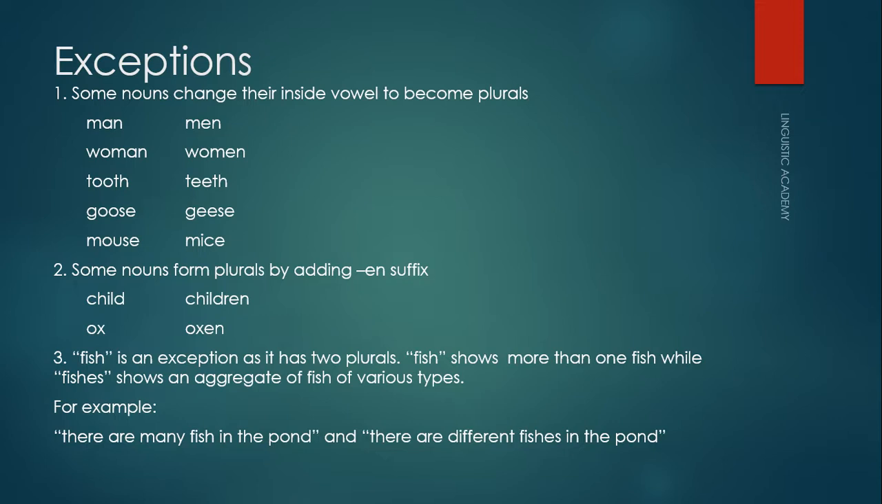Now in the first sentence there are many fish. Now fish is being used as plural, but this is showing fish in number, that there are many fish. Of course, more than one fish in the pond. But in the second sentence, you see that there are different fishes in the pond. It means that there are more than one types of fish in the pond, so it is plural in that sense.